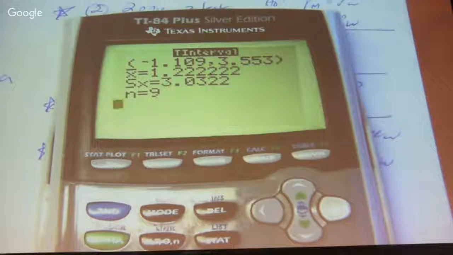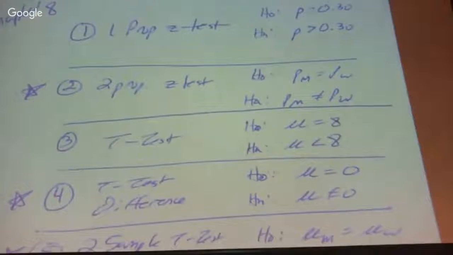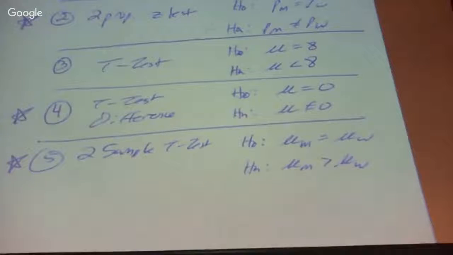Are we okay? So again, just a little review. We've completed number 1, number 2, number 3, and number 4. So the only thing left is a 2-sample t-test. So you tell me, if it's a 2-sample t-test, what should I have?